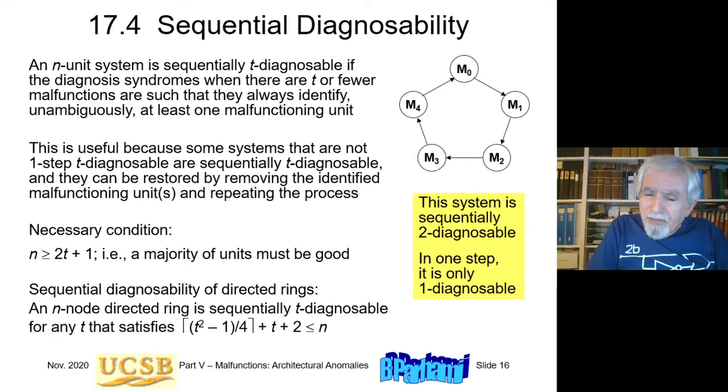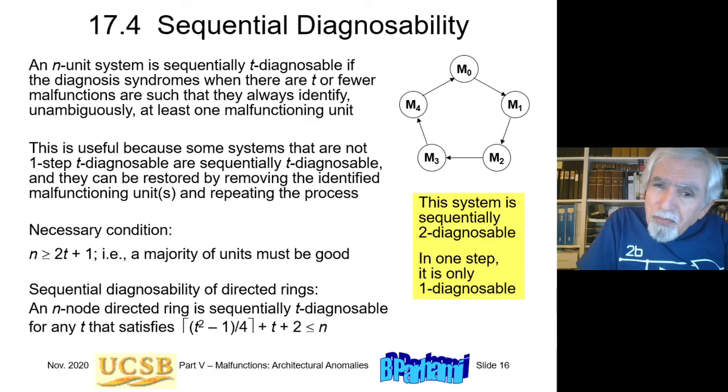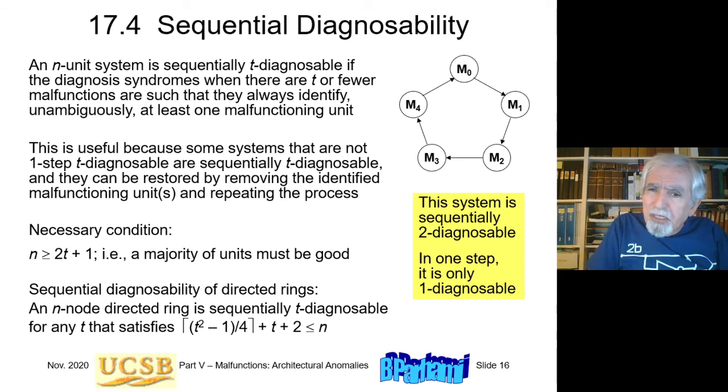And in the second phase, so it's not one step, it's multiple steps or phases. In one step, you identify one malfunctioning unit, and in the next step, another malfunctioning unit, and so on. So an n-unit system is sequentially t-diagnosable if the diagnosis syndromes, when there are t or fewer malfunctions, are such that they always identify unambiguously at least one malfunctioning unit.